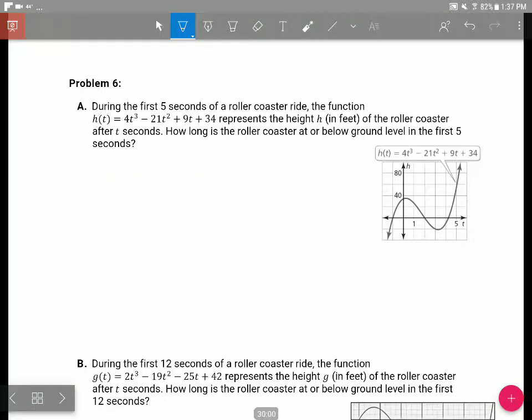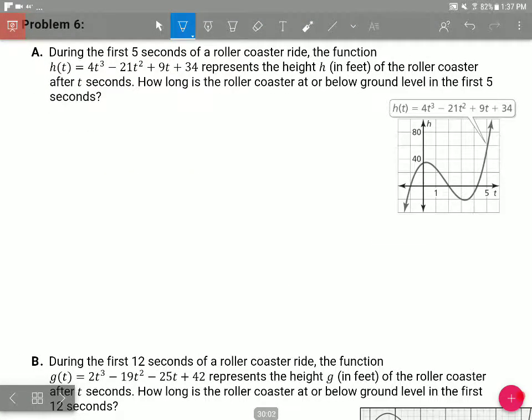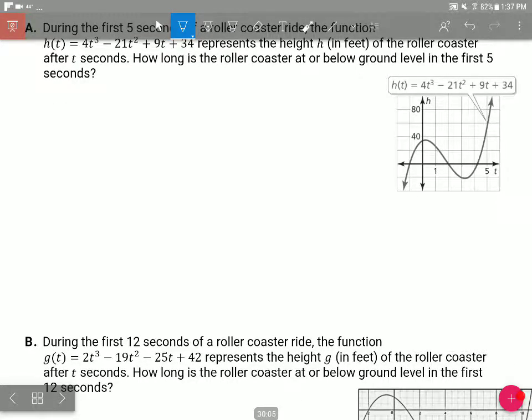Word problems, your favorite. All right, so here we go. During the first 5 seconds of a roller coaster ride, the function represents the height of a roller coaster after t number of seconds. All right, so we got height and time. Which one is time? Your x or your y axis? X is your time, Y is your height. The question: how long is the roller coaster at or below ground level?